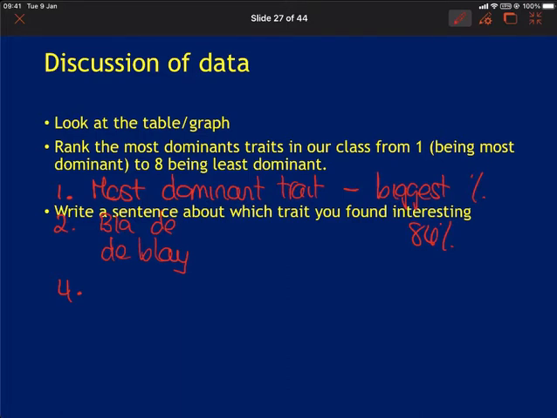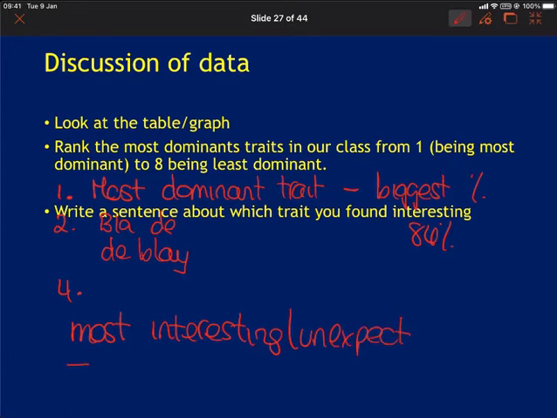A summarizing sentence about which one you found the most interesting, unexpected. So it's either the most interesting or most unexpected. I will take unexpected. And while that is great, you need to tell me why. And you might have to use Google to help you answer that question. And again, it has to be in your own words. I am not interested in Wikipedia copy and paste.